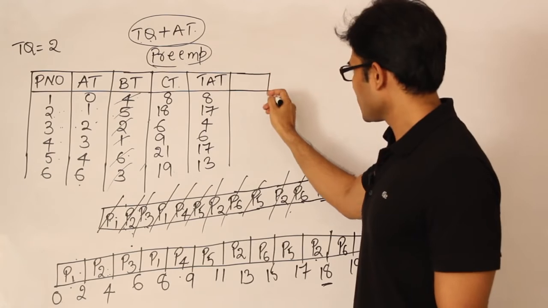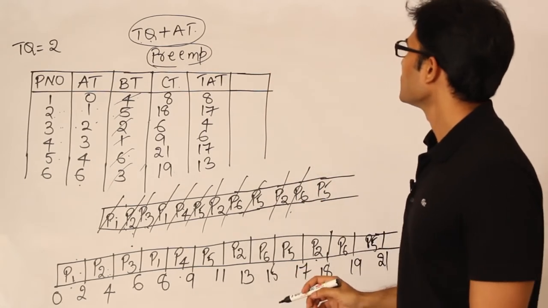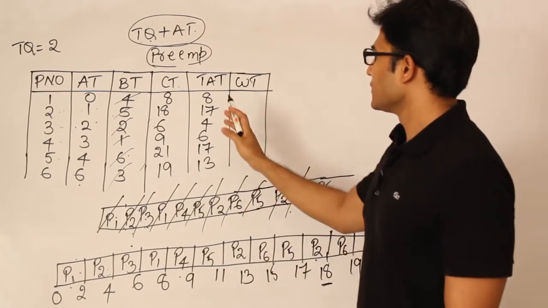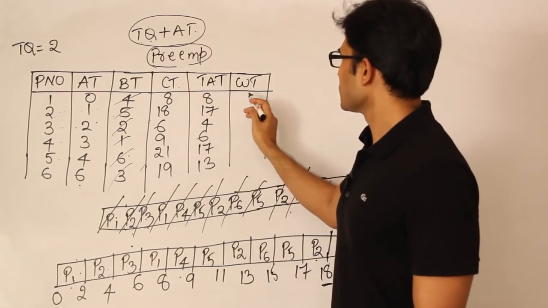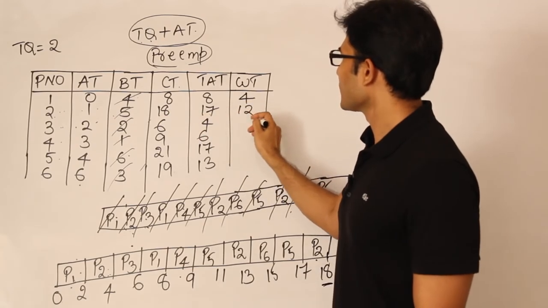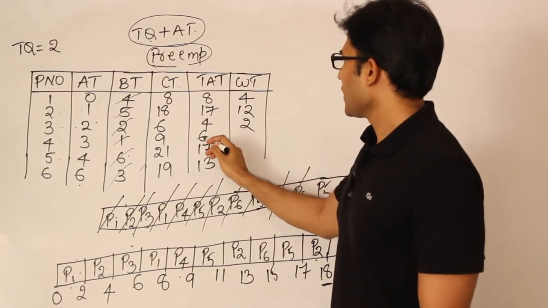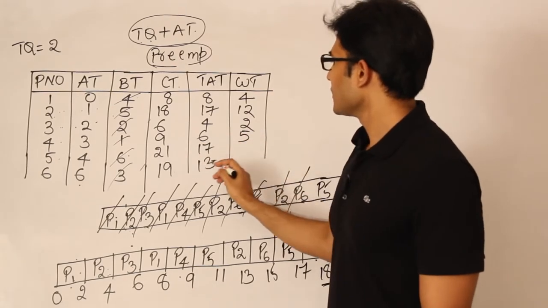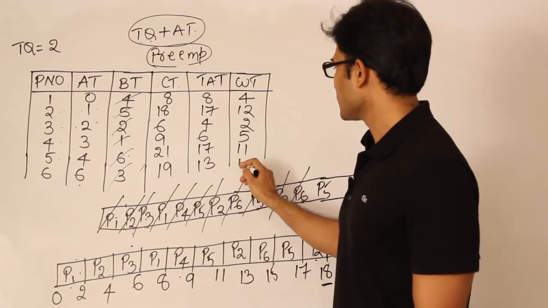And once the completion time is over, then you are supposed to find out the waiting time. So what is waiting time? This is turnaround time minus burst time. So waiting time here is 4, and waiting time here is 12, waiting time here is 2, and waiting time here is 5, waiting time here is 11, and waiting time here is 10, right?